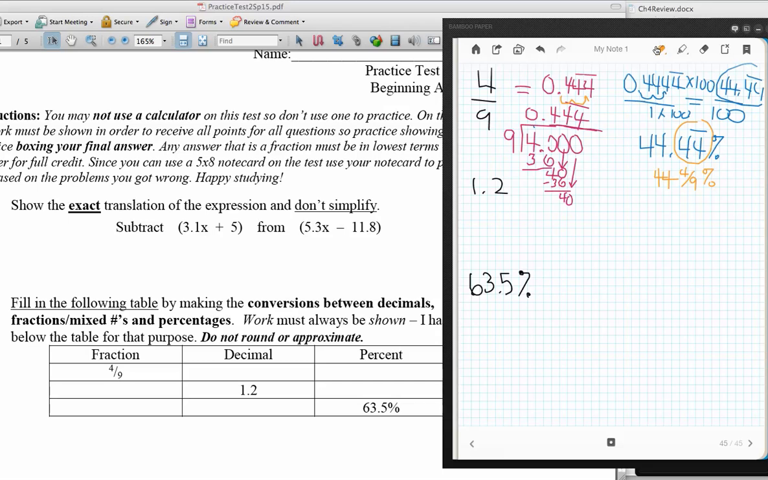Now, moving right along to my next problem, we need to change 1.2 to both a fraction and to a percentage.